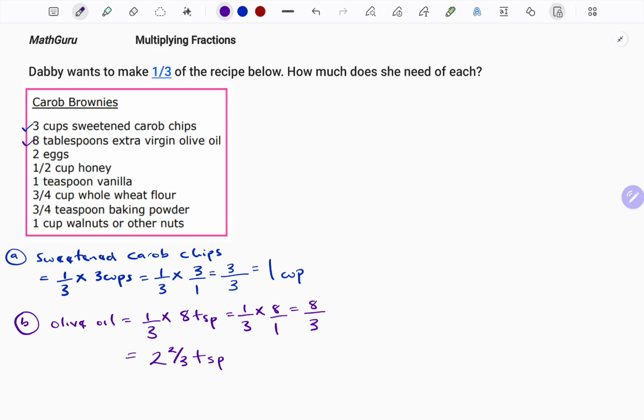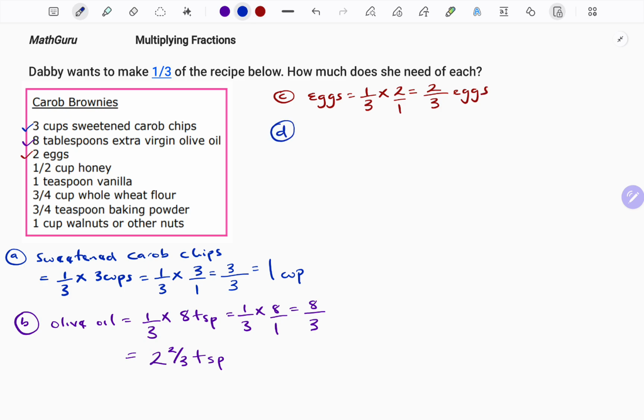For the third part, I have 2 eggs. So for eggs, I need a third of that, so that's 1 over 3 times 2 over 1, which is equal to 2 times 1, 2 over 3. So it's 2 over 3 eggs.